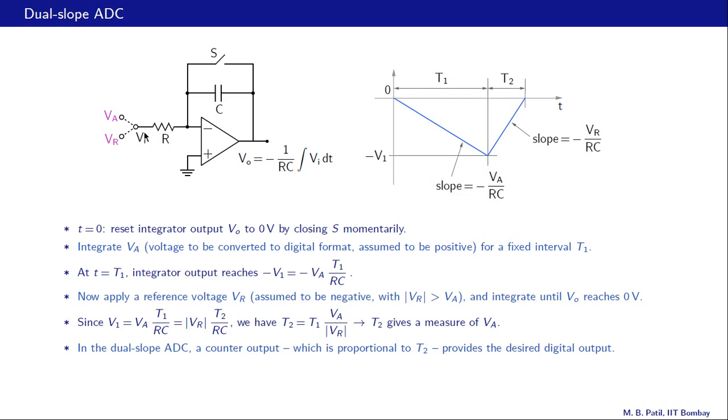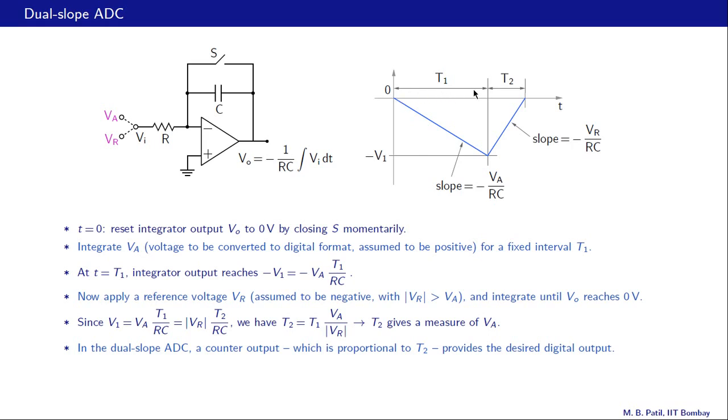So in the first phase, we put this switch in this position. So our VI is equal to VA, that is the input analog voltage which we want to convert to the digital format. So the integrator starts integrating VA, and that happens for a fixed interval t1. Now let us assume that VA is positive and see what happens.